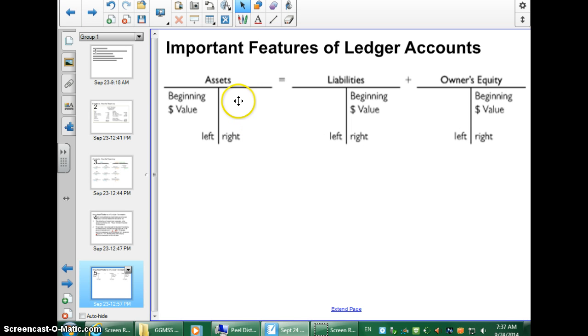So finally, here's just a little crib sheet to keep everything straight. Assets are on the left side of the accounting equation, so the beginning value goes on the left side of the T. Liabilities and owner's equity are on the right side of the accounting equation, so the beginning values start on the right side of the T.